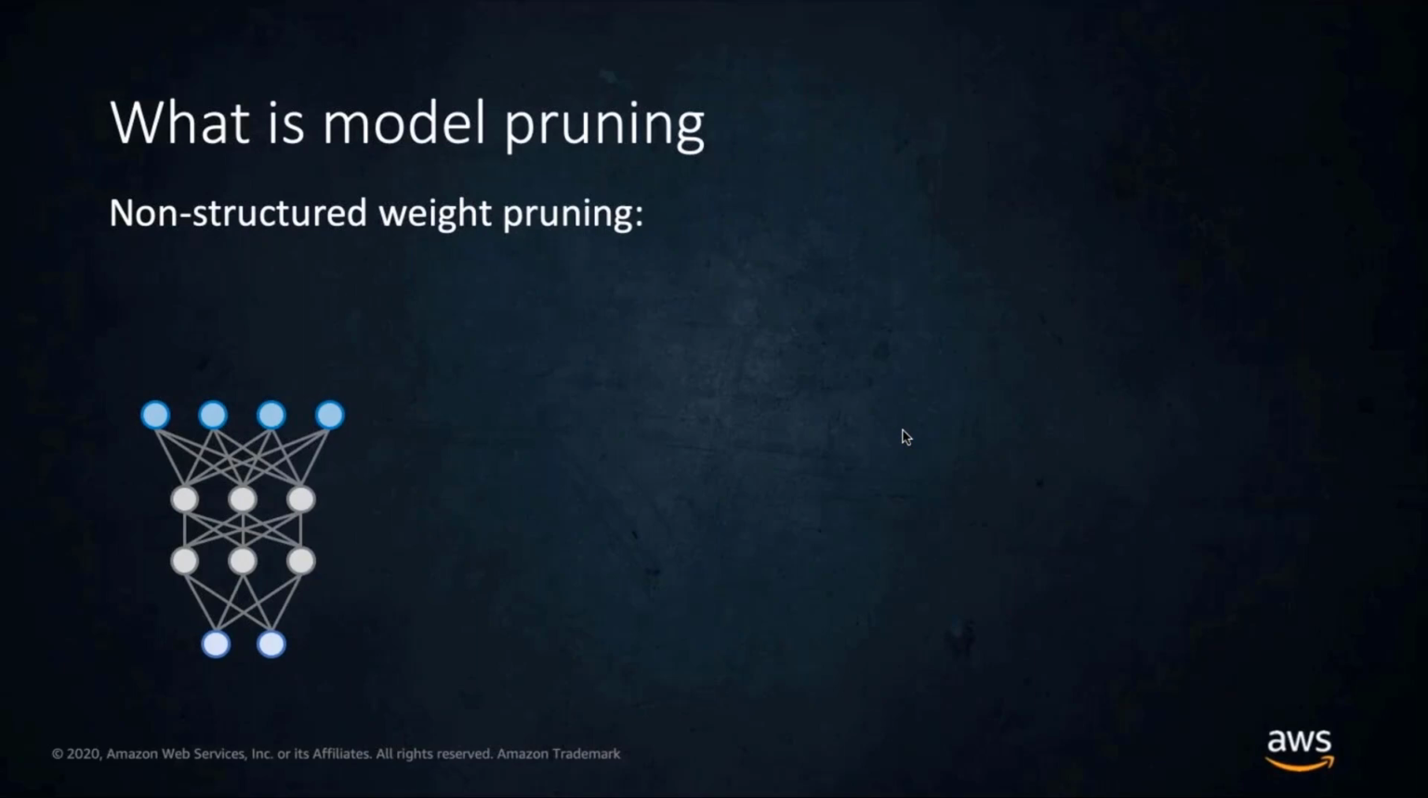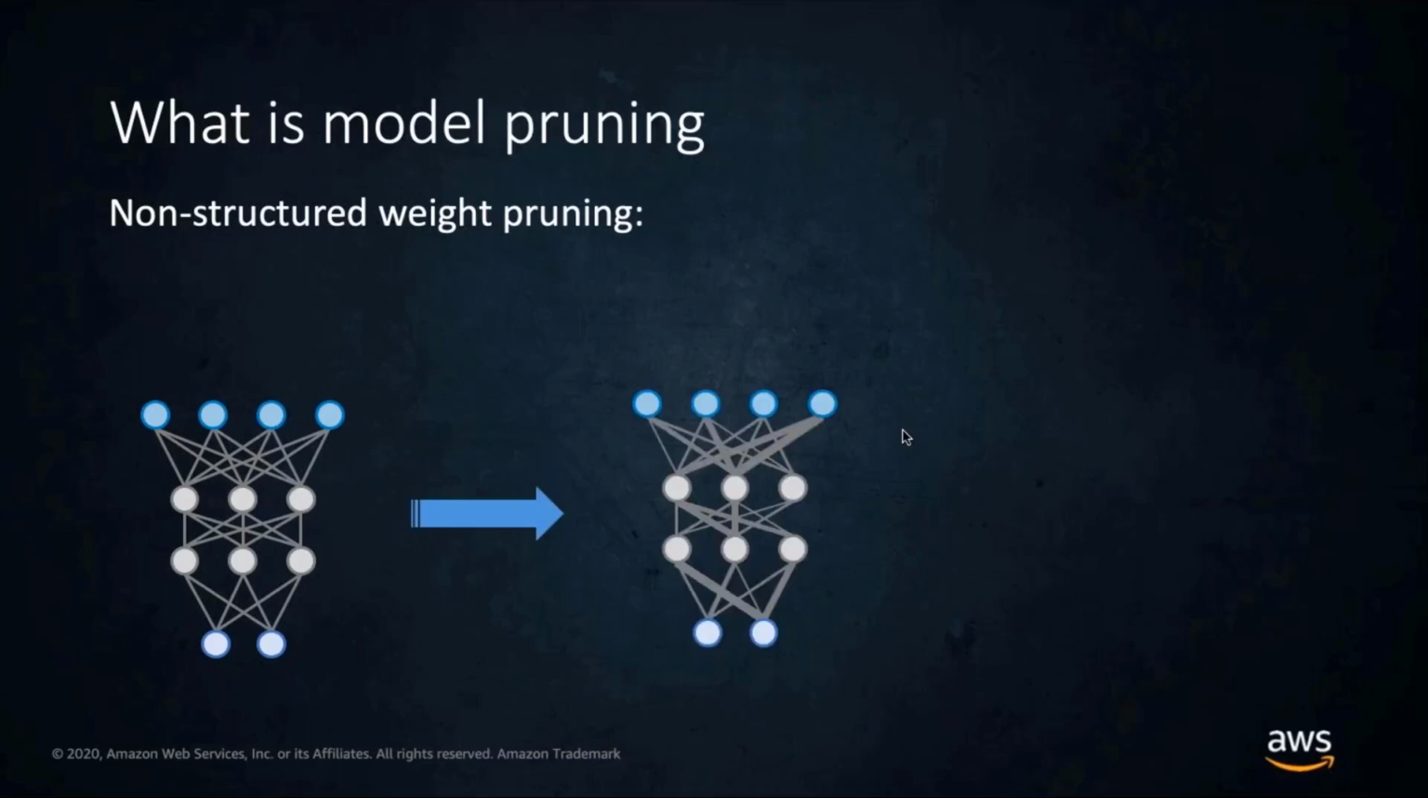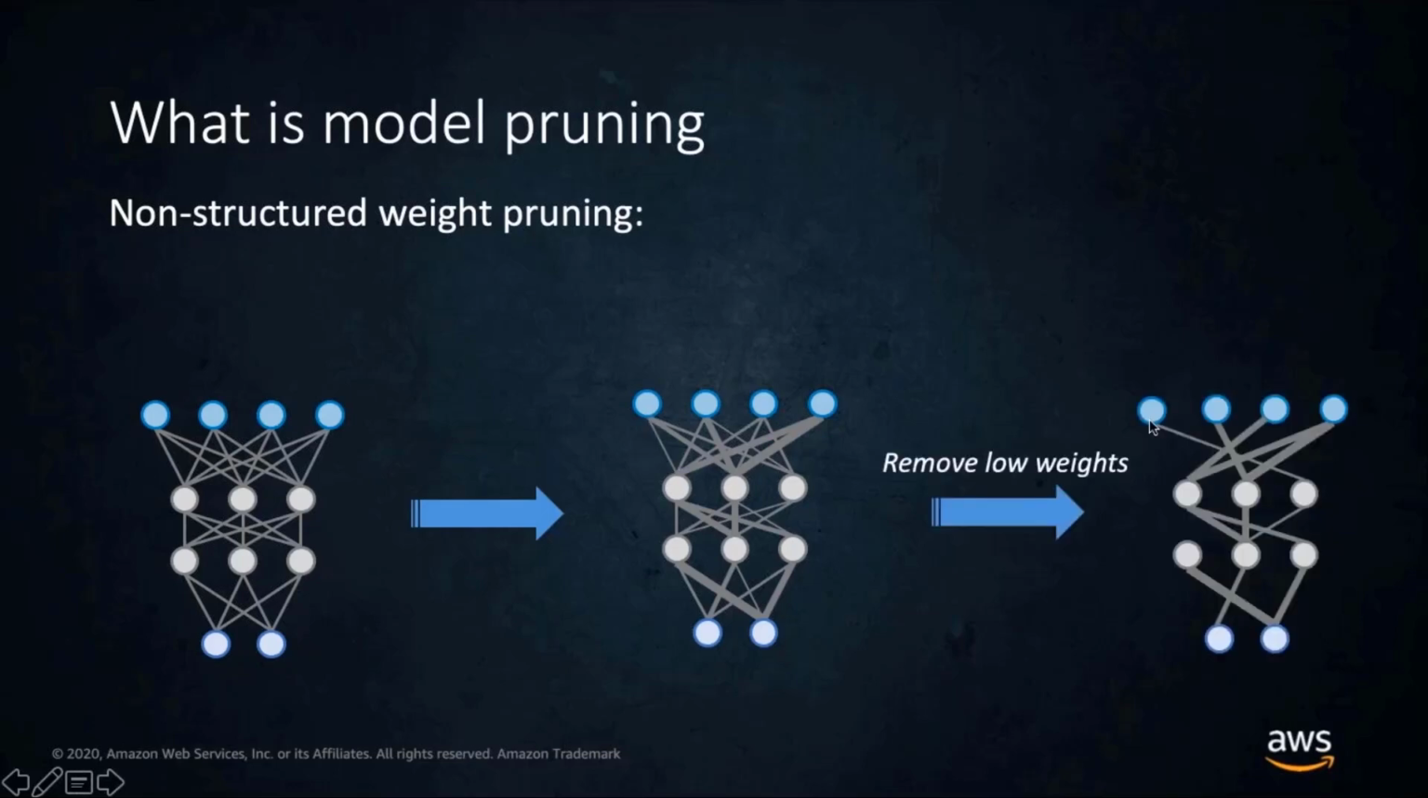There are different techniques to prune a model. One is non-structured weight pruning. Let's imagine we have a model with a couple of fully connected layers. After training, there are some weights that are very strong and other weights that are only small. And we can now remove the low weights, so we have fewer connections.